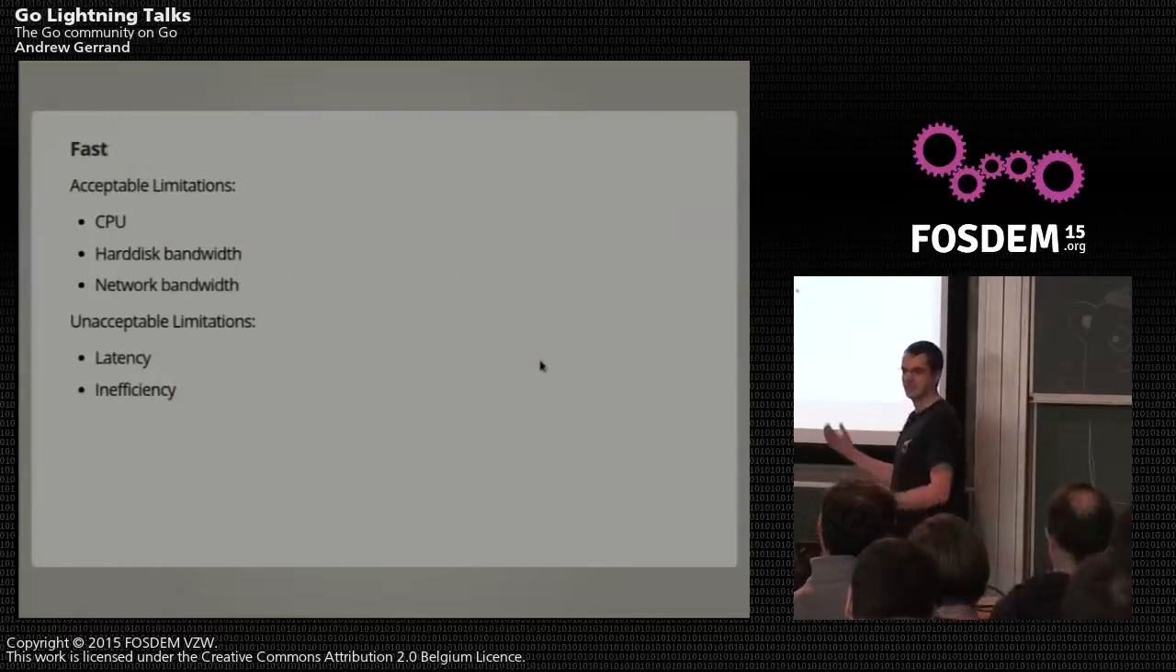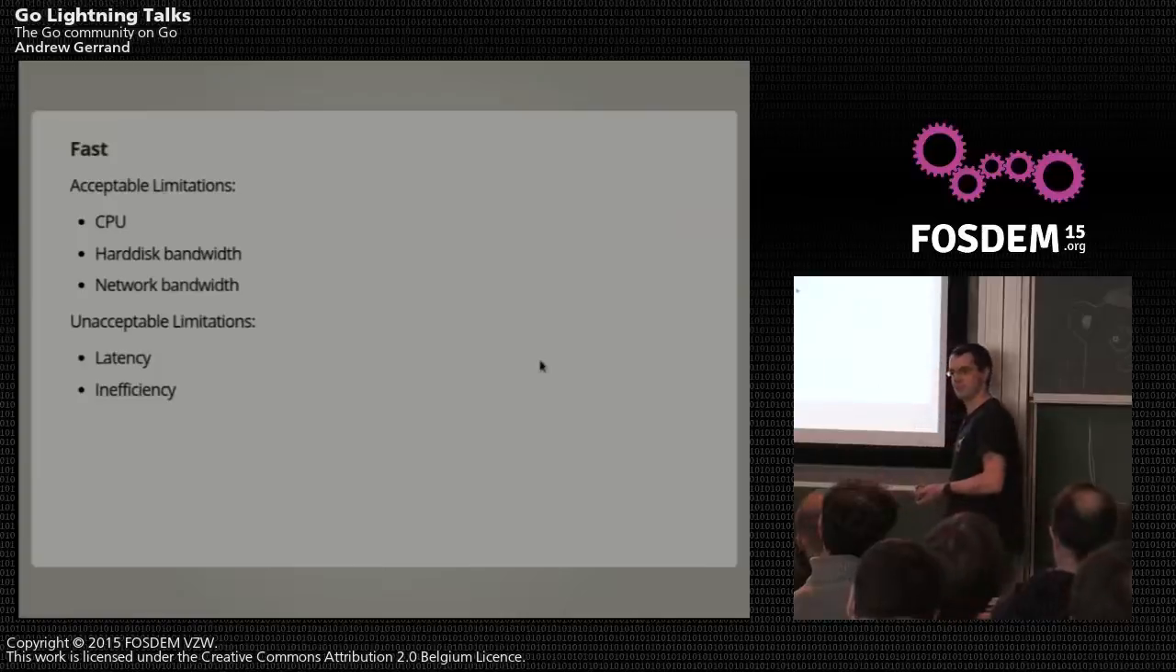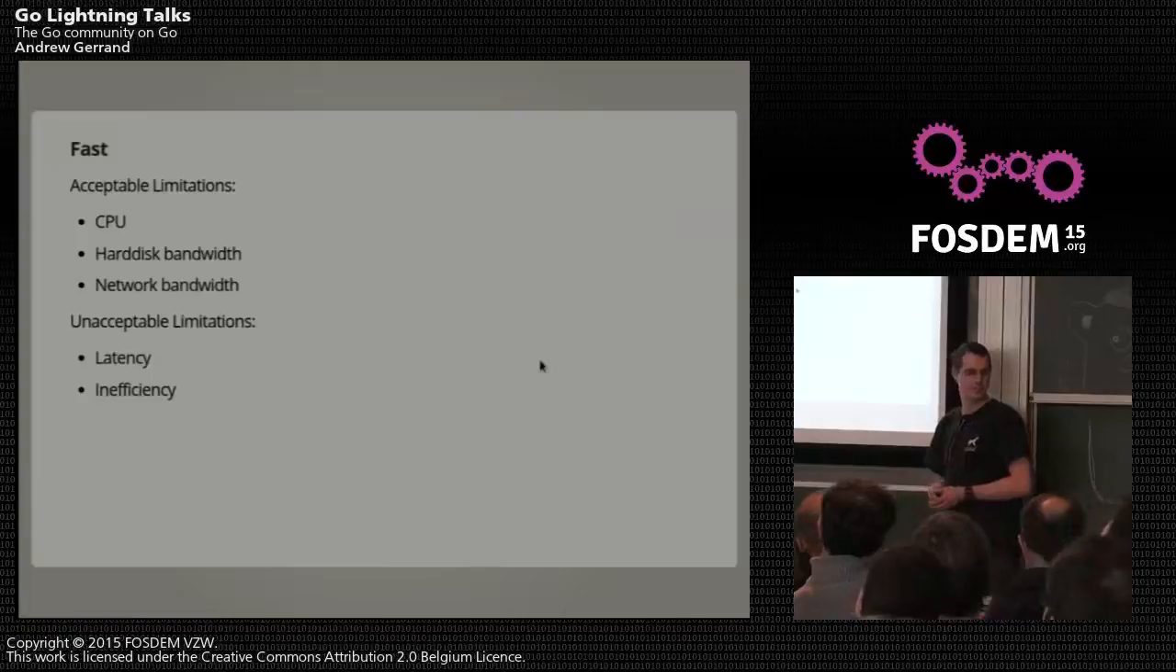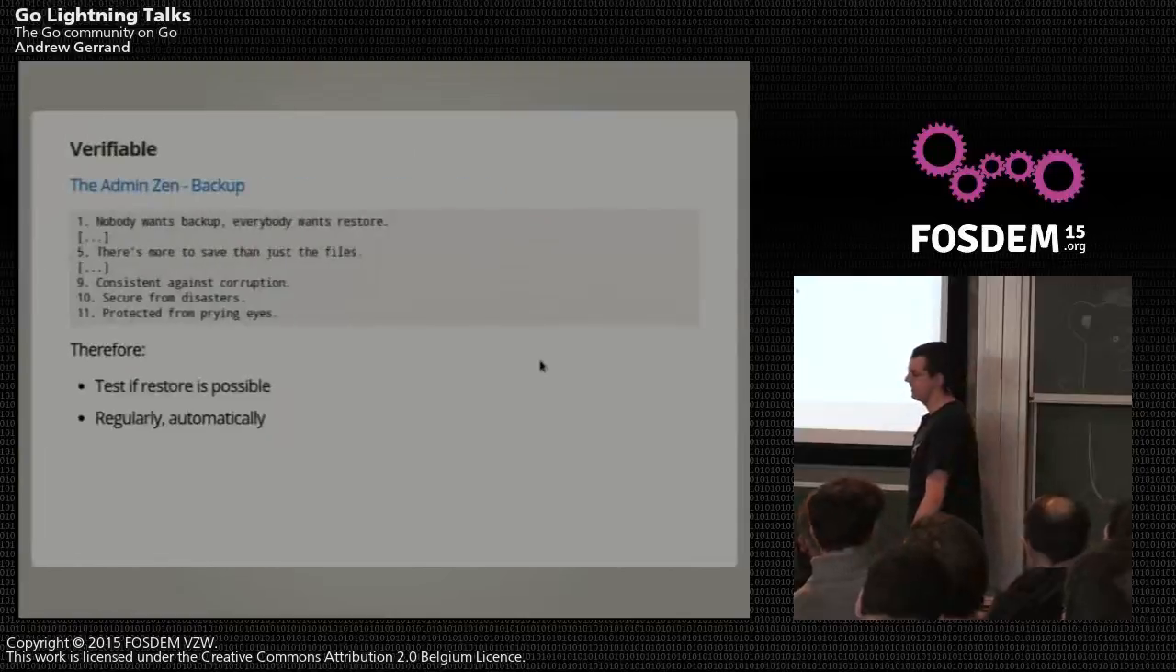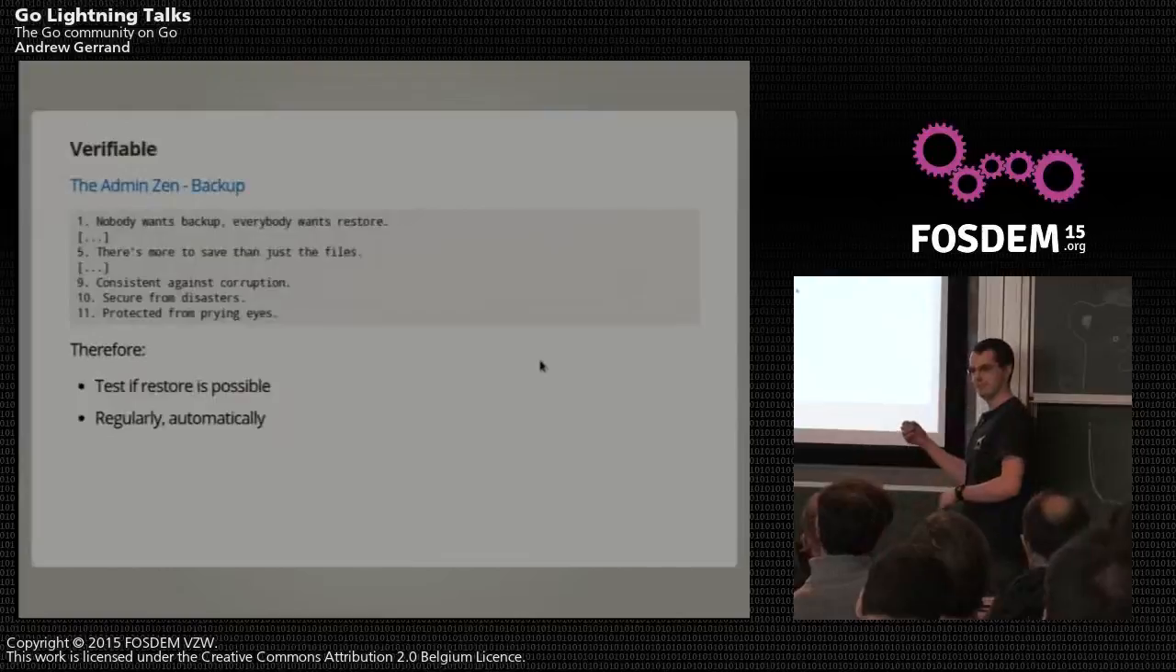It should be fast. There are several limitations I'm willing to accept. For example, CPU, hard disk bandwidth, or the bandwidth to the storage location. That's okay for me, but latency and inefficiency is not acceptable. And the other thing is that most people don't want backup, they want restore. And it's really important for me. So this is a citation from the admin Zen on backups. There is quite some truth in there.